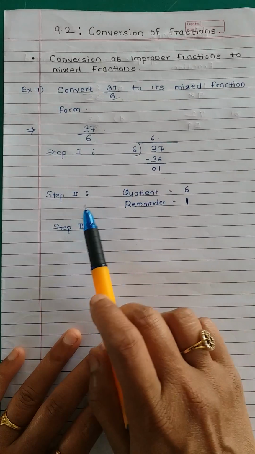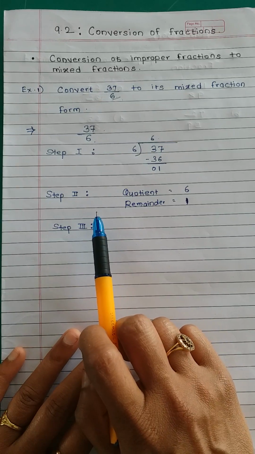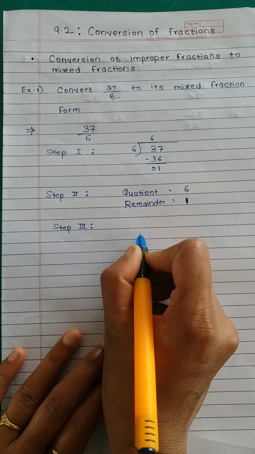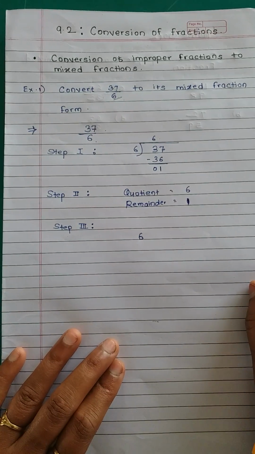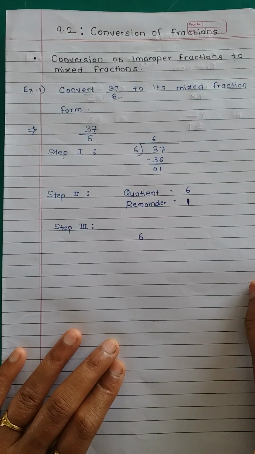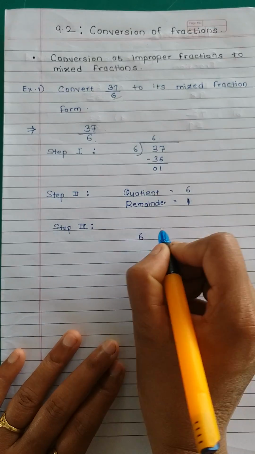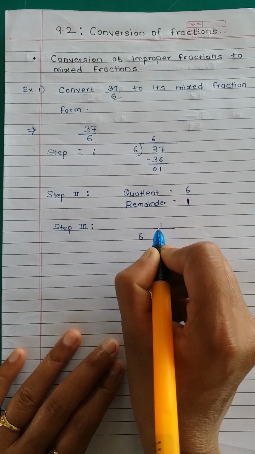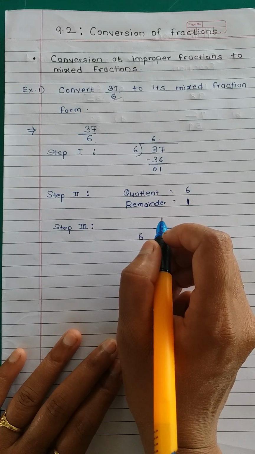So, in the step number 3, what we have to do first? We have to write the quotient as a whole. So, what is your quotient over here? Number 6. That we have to mention as a whole. Okay. Then, the remainder is the numerator of the proper fraction. This is your remainder. Remainder is what? 1. So, put the remainder in the numerator of proper fraction, and after that what we have to do?